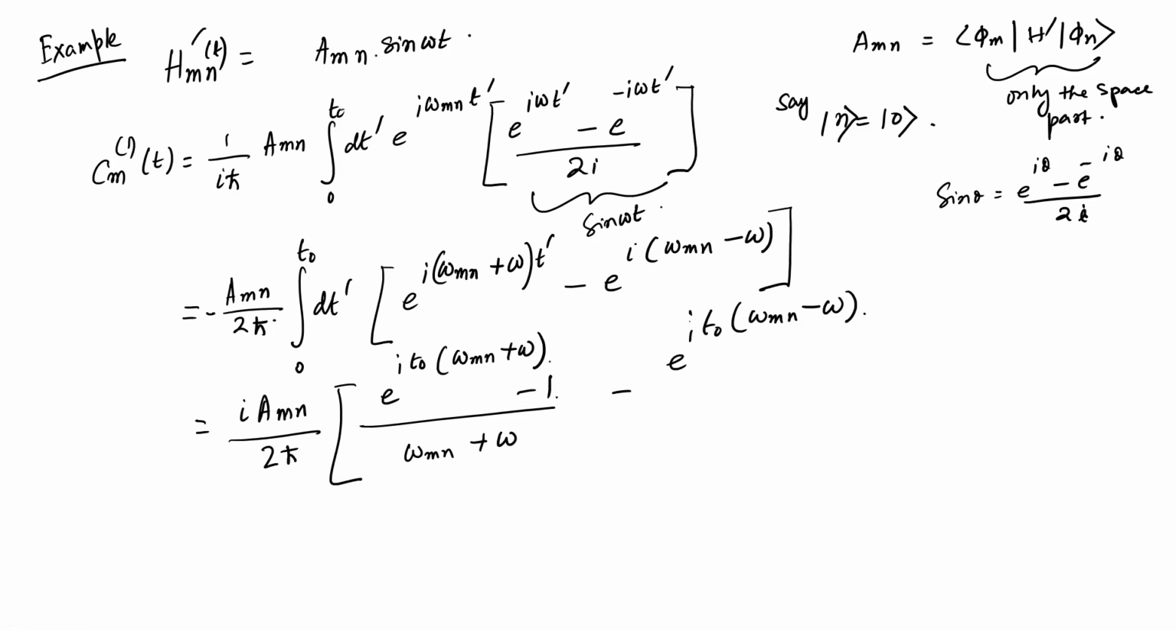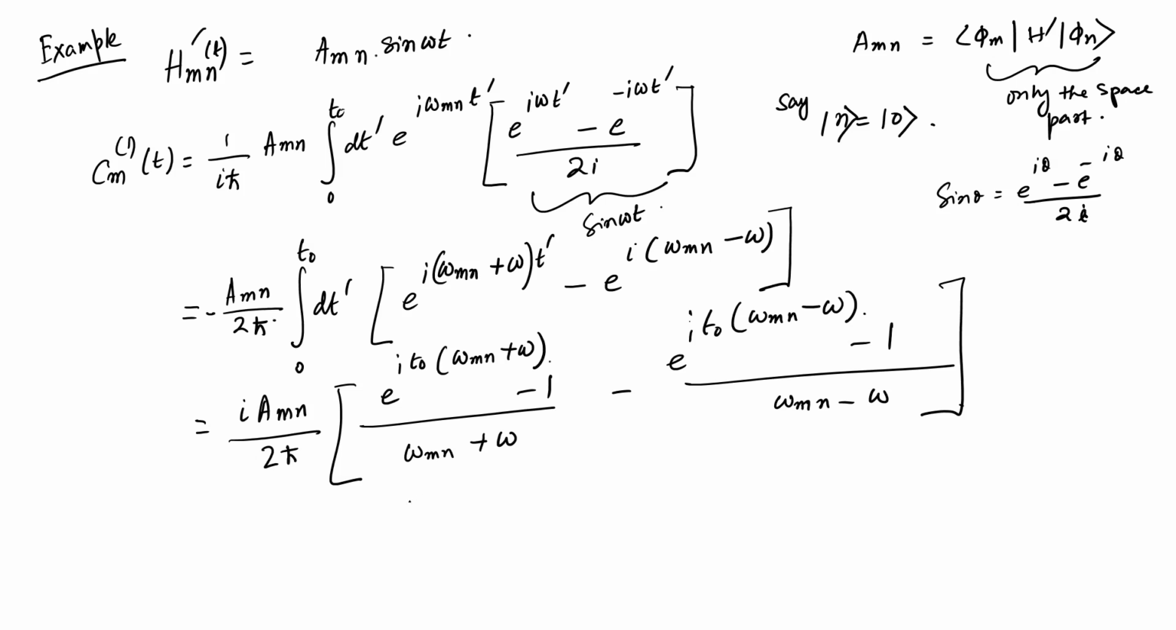So, there is a minus 1 here, and then there is another minus 1 here, and then we have (omega_mn minus omega) in the denominator. So, what we have done is that we have simply integrated this, and exponential integration is very simple, and then you get these energy denominators appearing there.